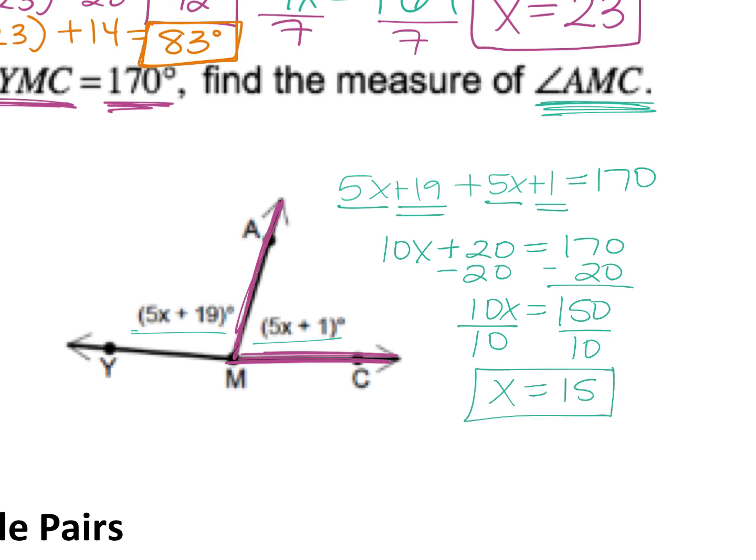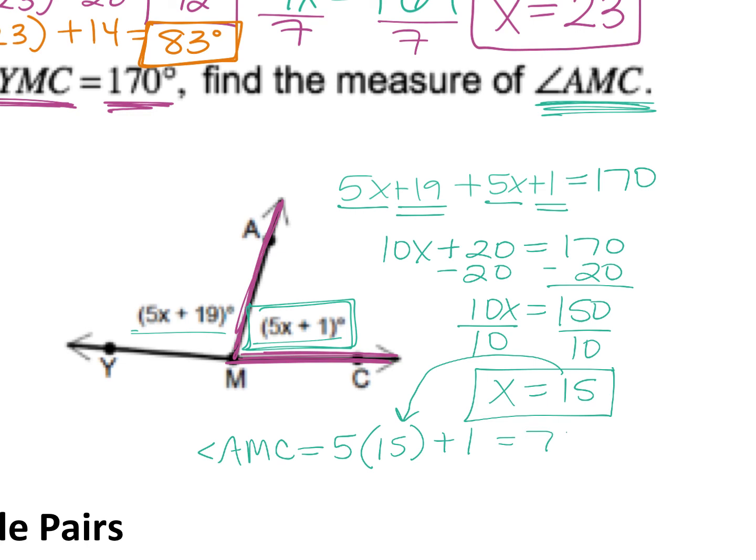Okay, but then the question says AMC. AMC is this angle, the 5x plus 1. So angle AMC is 5 times what? Yeah, 15, what we just found. 5 times 15 plus 1, which is 75 plus 1, so 76 degrees.